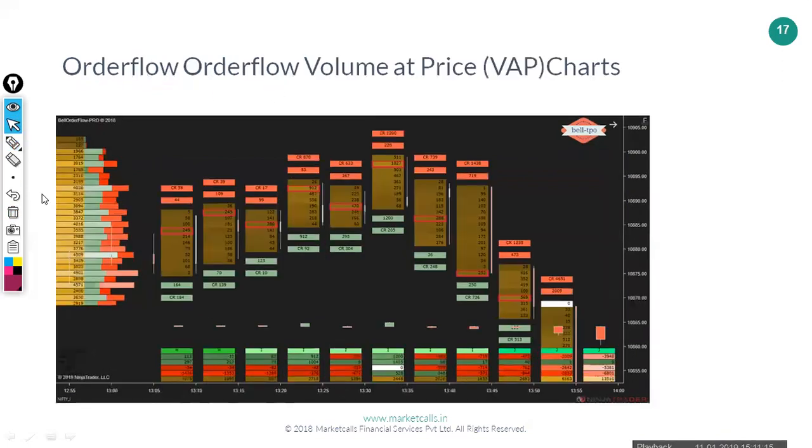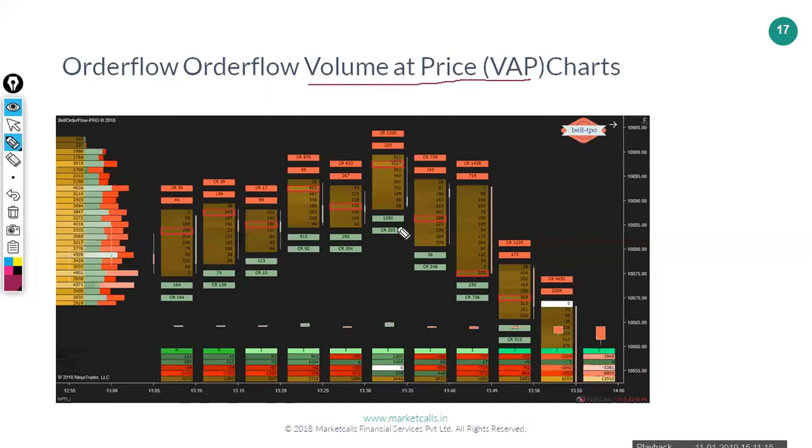Next comes the order flow volume at price, where instead of a bid and ask ladder, you'll be seeing the total volume which is getting traded over there. This includes total buyers and total sellers, which is nothing but a volume profile at each and every candle. These are the total volume traded at each and every price. That is why it's called volume at price. We call this a VAP also.